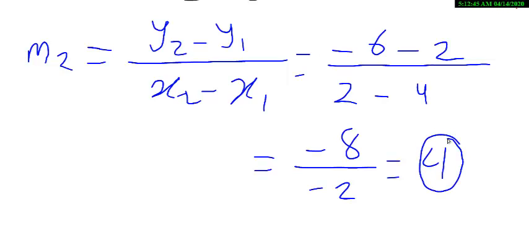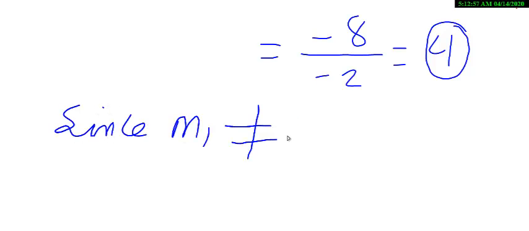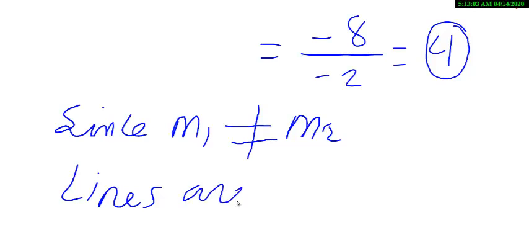I have a conclusion here that M1 is not equal to M2. What does it mean? It means that the lines are not parallel. So since M1 is not equal to M2, the conclusion is that the lines are not parallel.